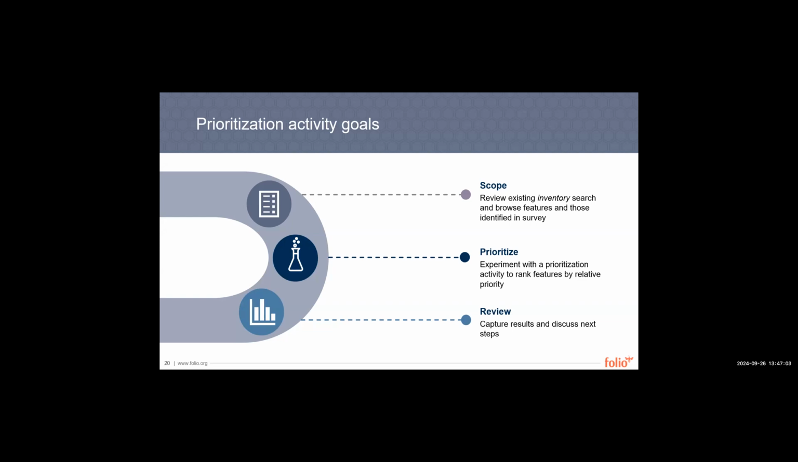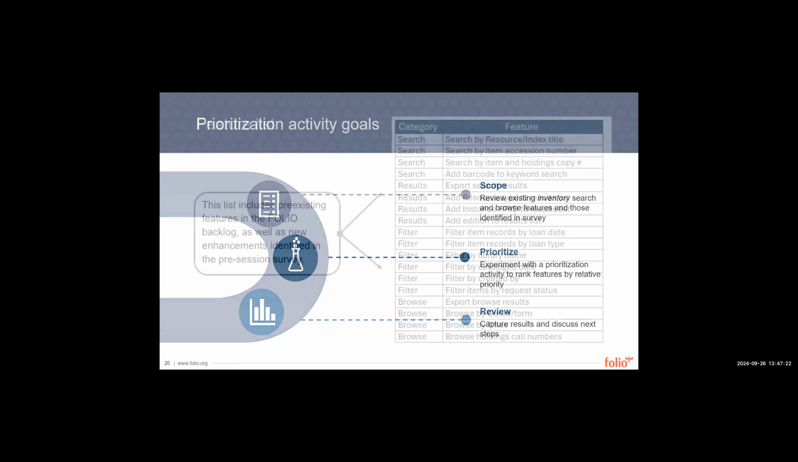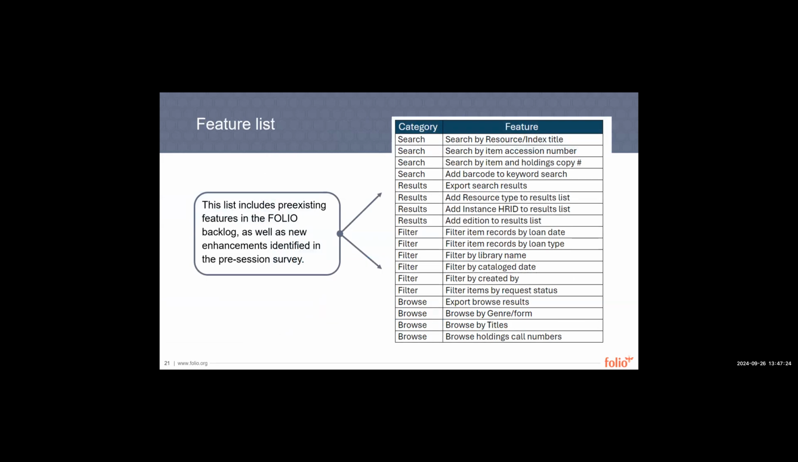We're going to look at both features that are currently in the FOLIO backlog, as well as any that were identified in the survey. Then we're going to, again, experiment is the word I used, with the prioritization activity to rank them by relative priority or impact. And then we're going to review the results together. This is the list of features. Again, these are features that are both in the backlog and many of them reiterated in the survey, actually.